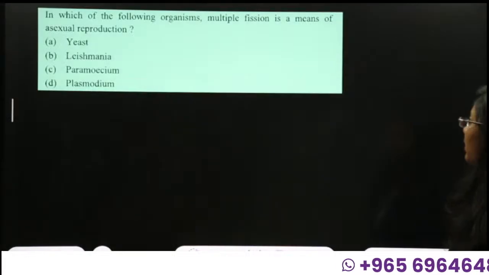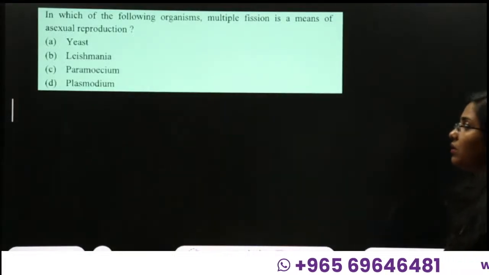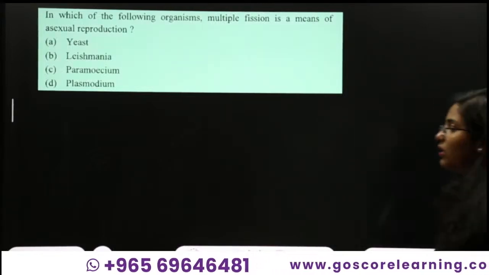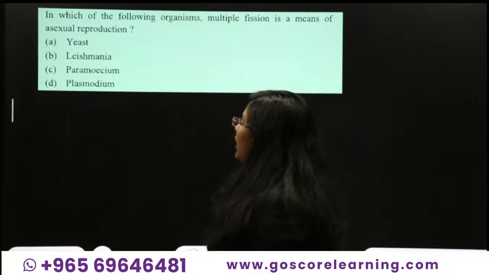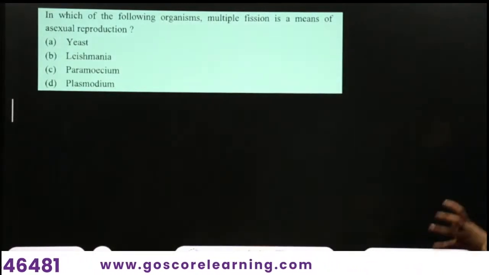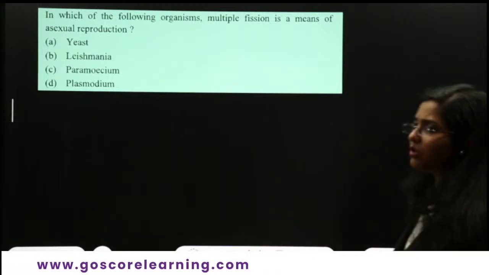So next we will move to the next question. What is the next question? In which of the following organisms is multiple fission a means of asexual mode of reproduction? Listen to the question: in which of the following is multiple fission a means of asexual mode of reproduction?